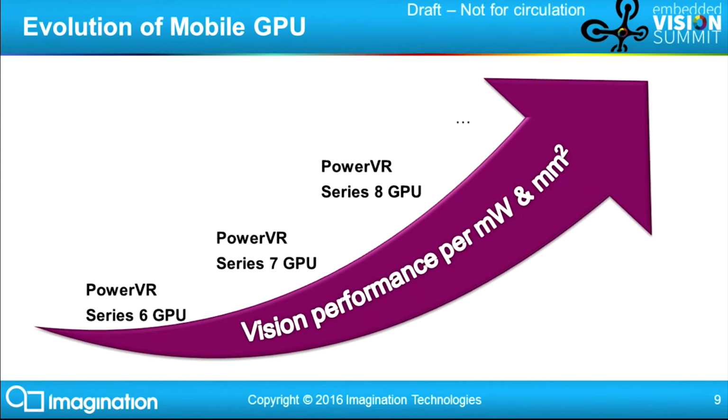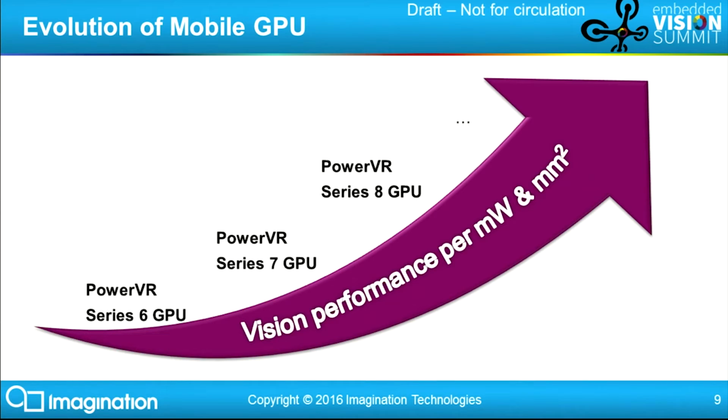So just the evolution of where PowerVR is with mobile GPUs. Series 6 GPUs are our first GPUs that were pretty compute capable, and those are several years old now. So we moved through Series 7, and some of the key things in Series 7 were improved 8-bit and 16-bit integer performance. And then we're moving on to Series 8 GPUs now, and we focus on improving the compute performance.